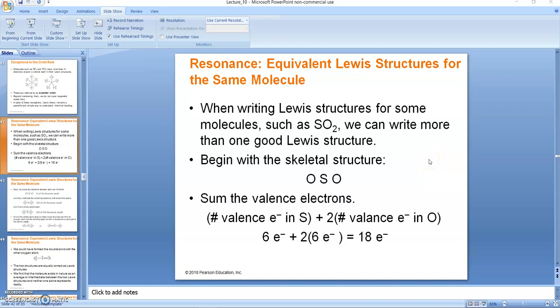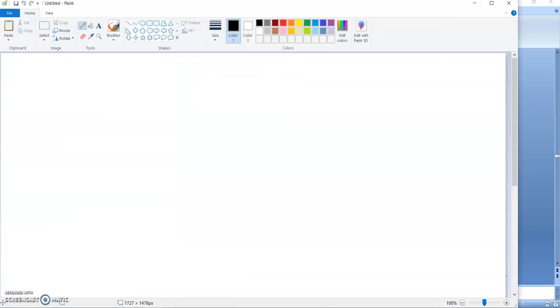Okay, so today we're going to look at a concept called resonance with Lewis structures. So far, all the Lewis structures we could draw, there was only one possible choice of how to do it. But what if there's more than one possible choice? The example they use here in the PowerPoint is the sulfur dioxide molecule. Let's come off to our whiteboard and do this ourselves rather than just watching them do it.